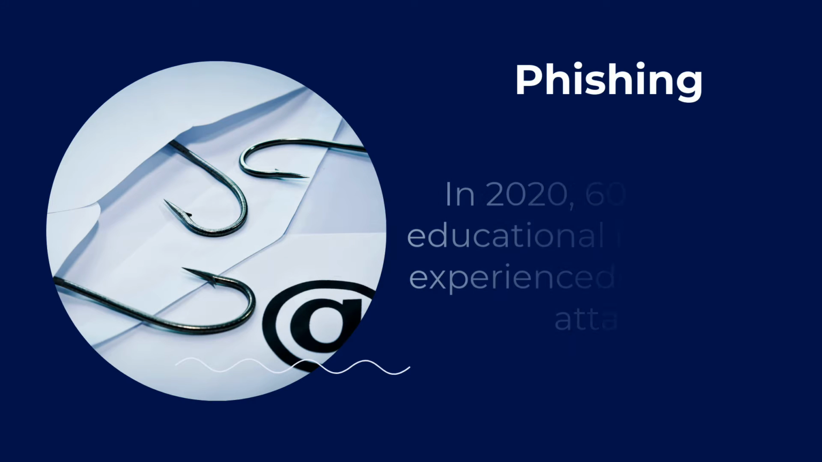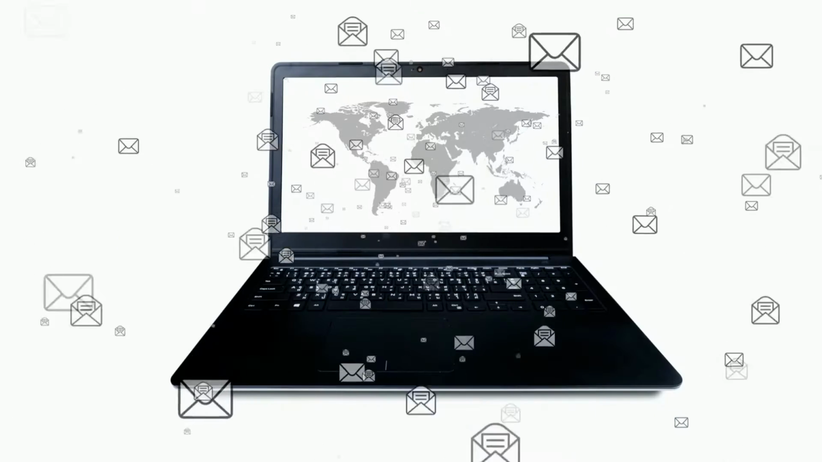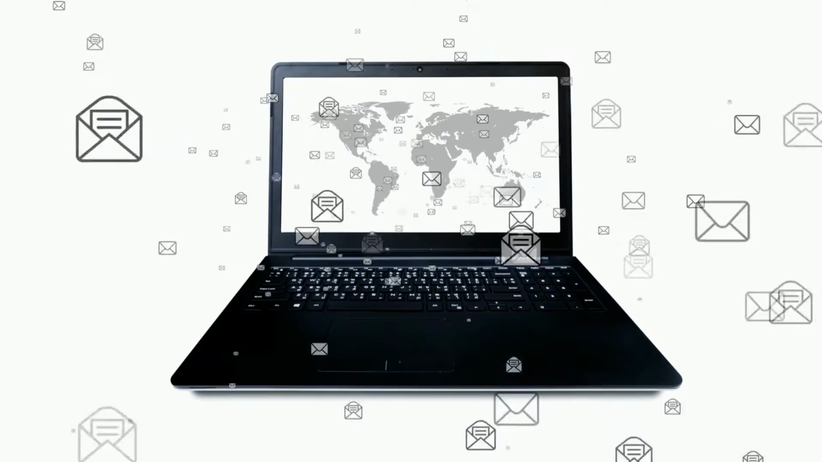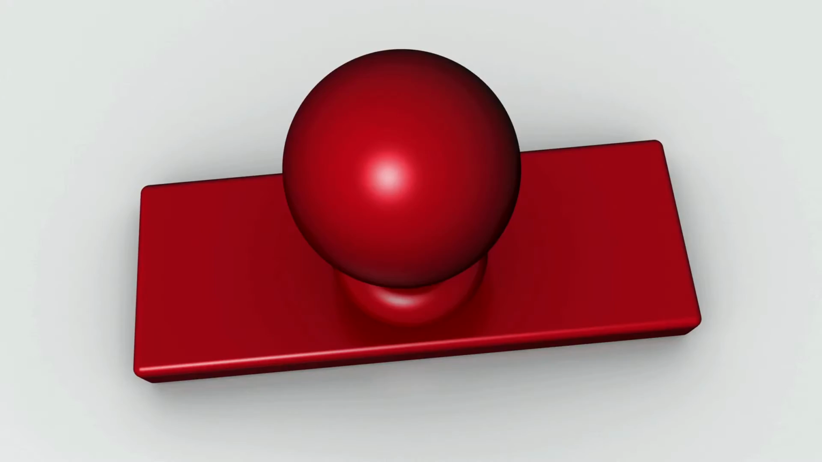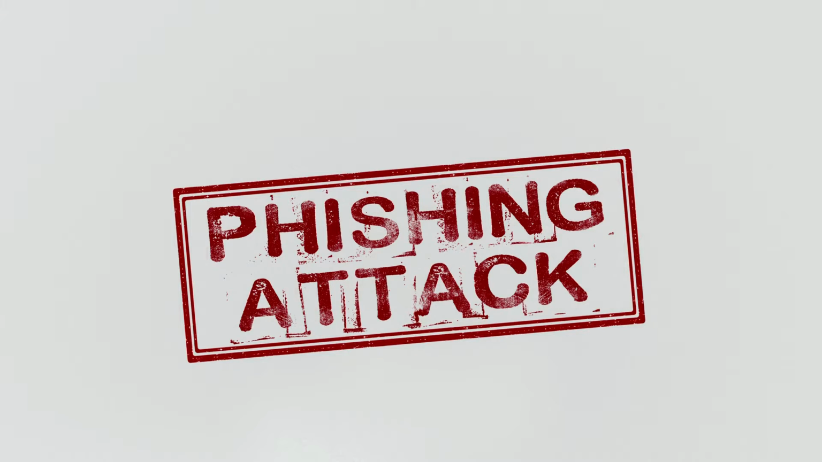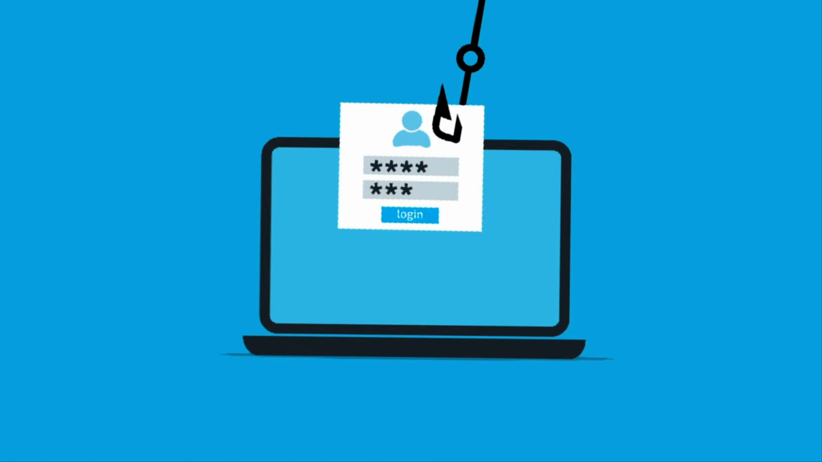In 2020, 60% of educational institutions experienced a phishing attack. Phishing attacks take place when a form of communication, such as email, text message, or phone call, appears to come from a reliable source. However, they are actually generated by a cybercriminal attempting to lure in their potential target and get them to take the bait, thus coining the name phishing.